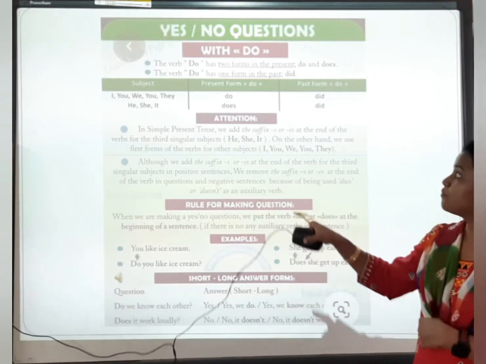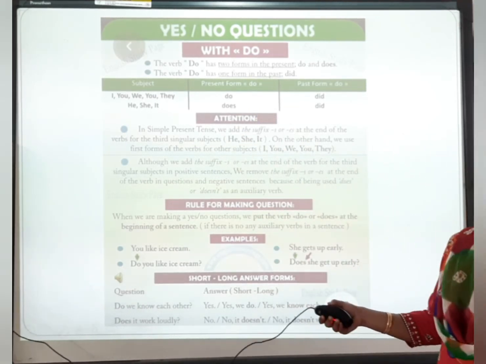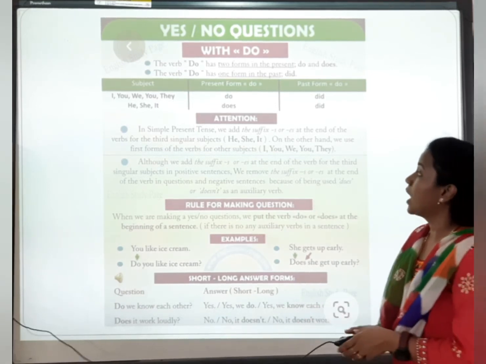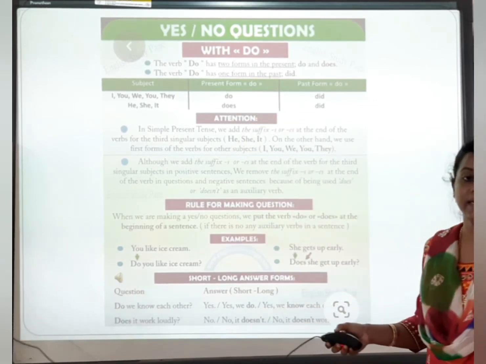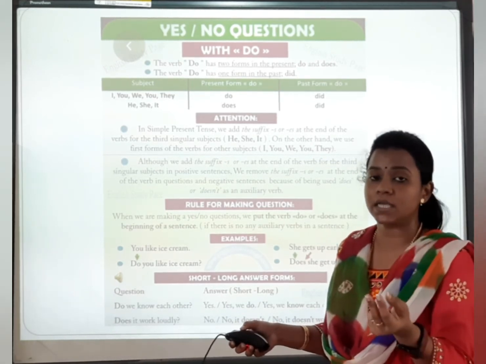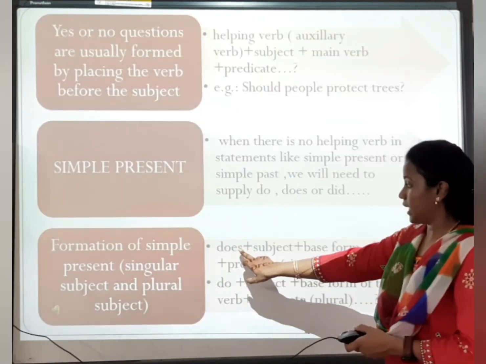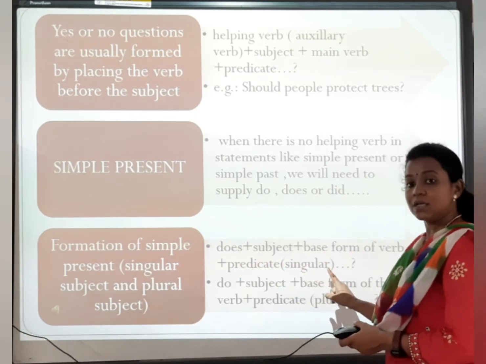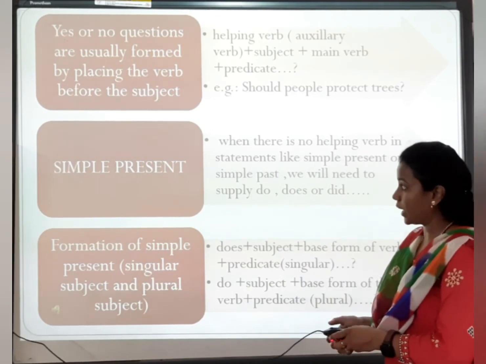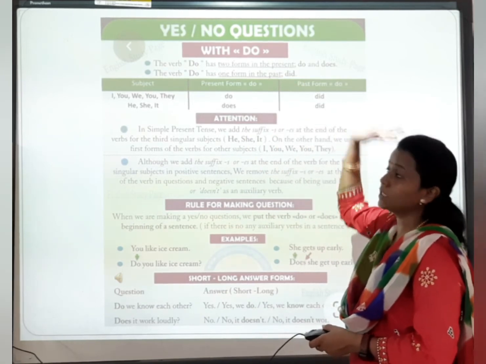Let me make you understand with do. Verb do has two forms in the present, that is do or does. In the present tense they have two forms, that is do or does. The verb do has one form in the past, that is did. जब हम past tense के बारे में बात करेंगे तब हम वहाँ do या does के जगह में हम क्या लगाएंगे? did. Now see here, does in simple present for singular, do in simple present for plural. Okay. So what will happen? Do has one form for the past, that is did.